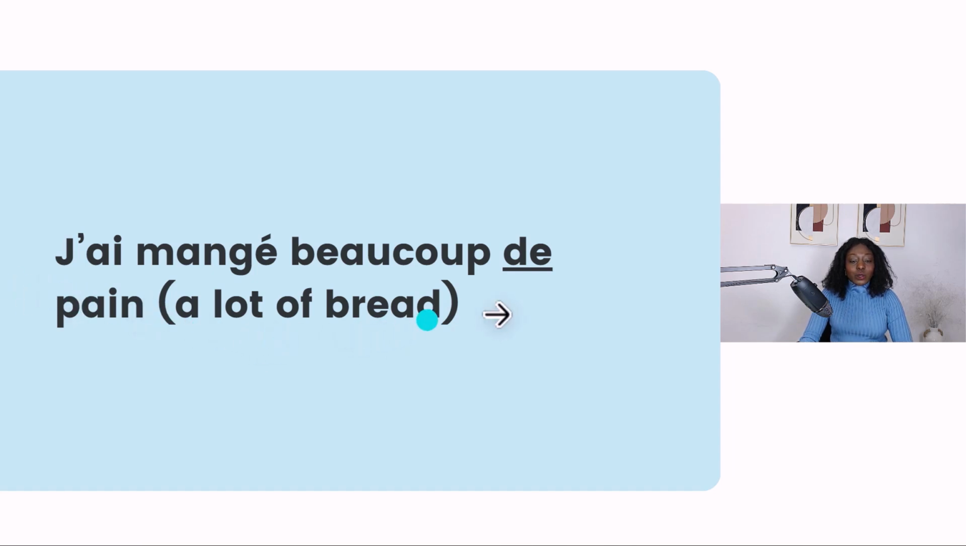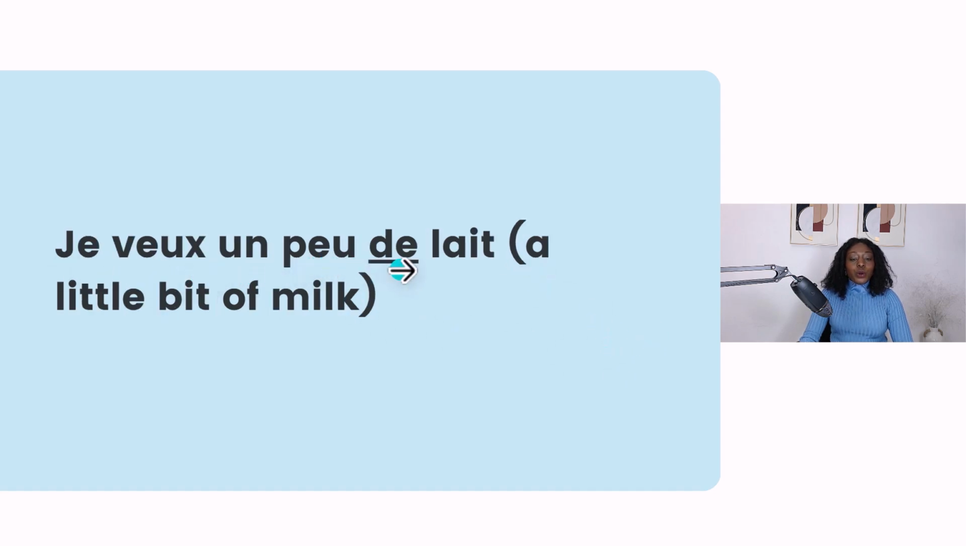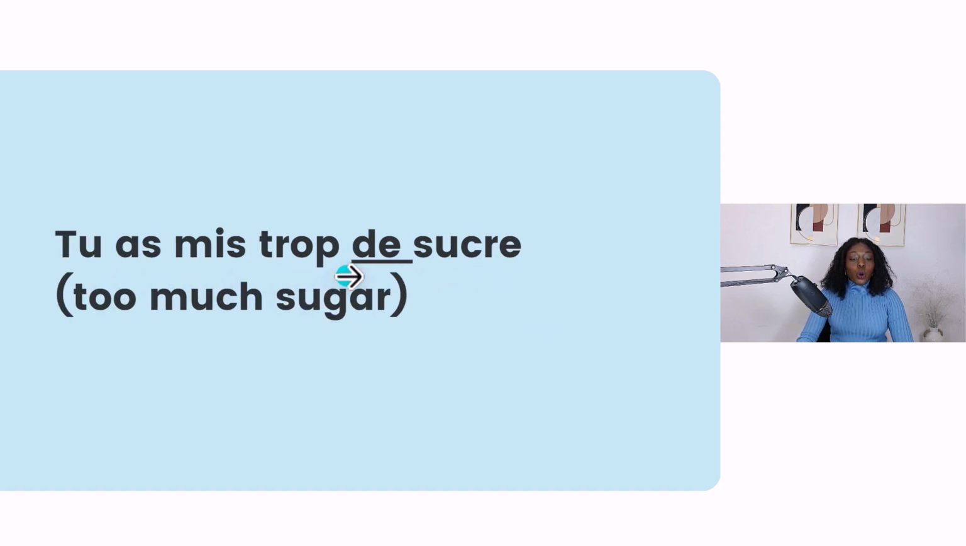Okay, I ate a lot of bread. J'ai mangé beaucoup de pain. Je vends un pot de lait. Same thing, peu de, a little bit of milk, un pot de lait. Tu as mis trop de sucre. You put a lot of sugar, too much sugar. Trop de remains the same. So don't make a mistake of using du sucre or de la farine. Okay? Trop de farine. Trop de salade.